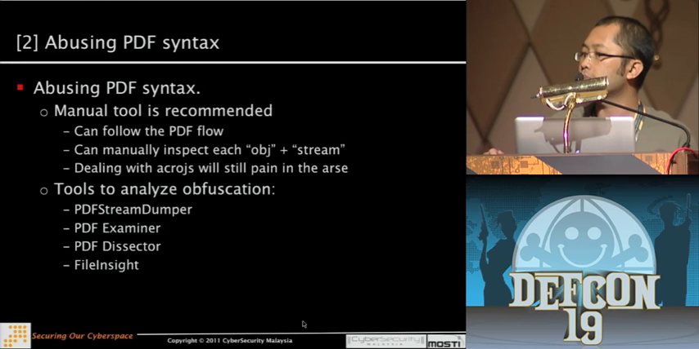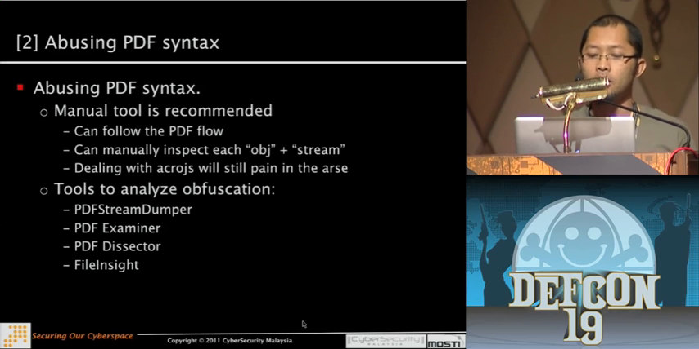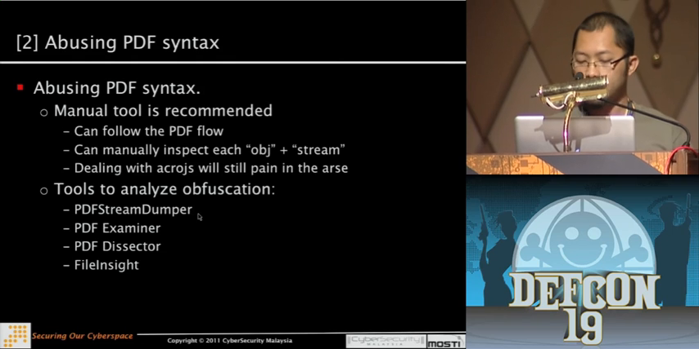A manual tool is something where you don't really process the whole thing. You just grab any object and display it, so you can manually trace the components that belong to the object. For example, you can follow the PDF flow. You can manually inspect each object or each stream, so you know where it should end. And dealing with the AcroJS is still a pain, I think. A couple of tools that you can play around with are PDF Stream Dumper, PDF Examiner, PDF Dissector, and File Insight.